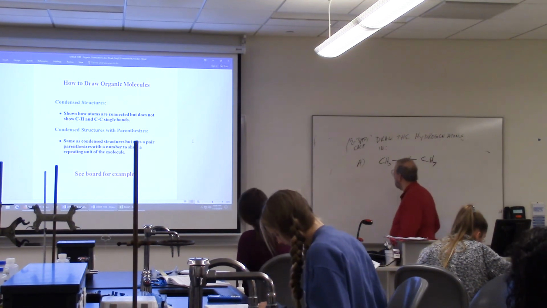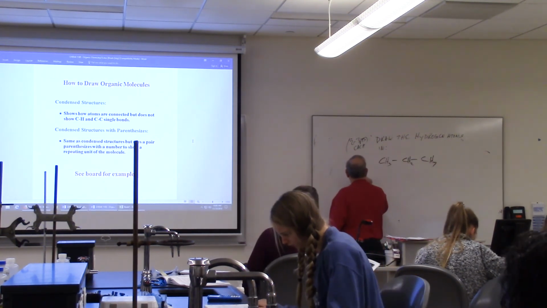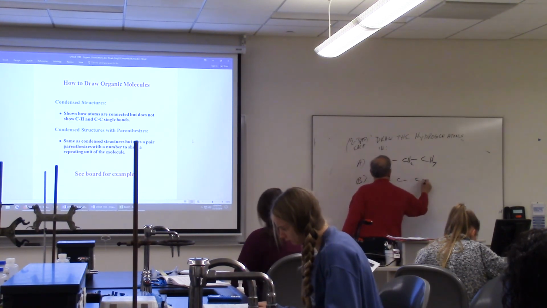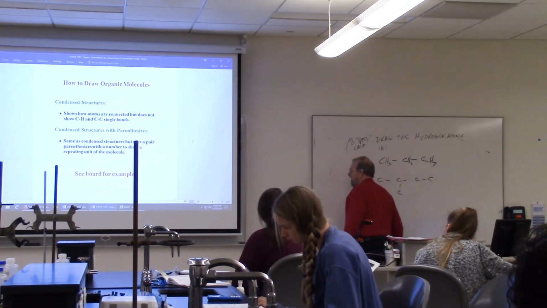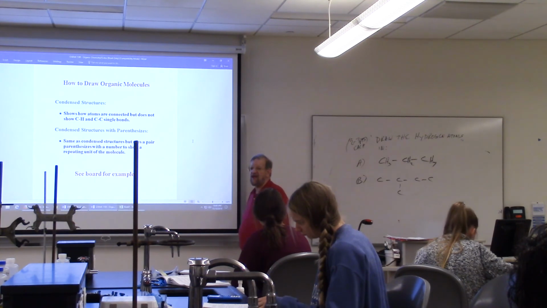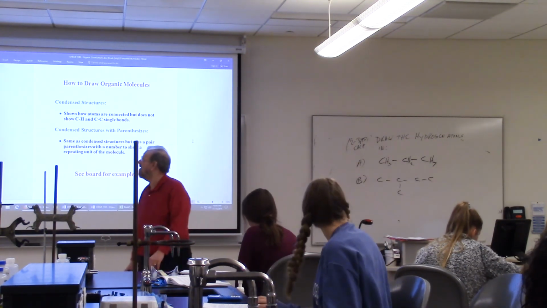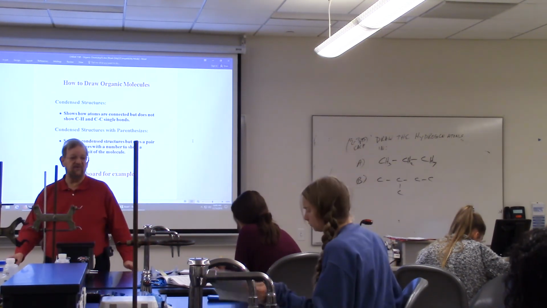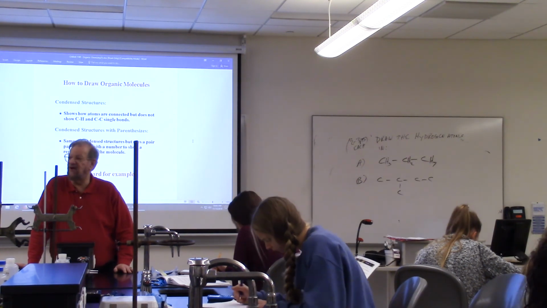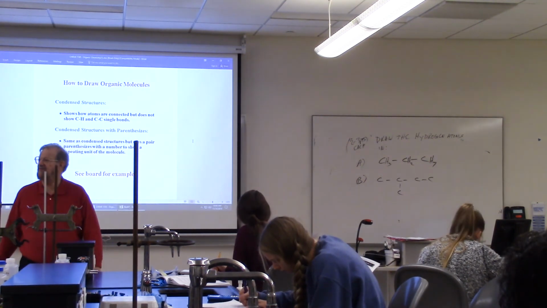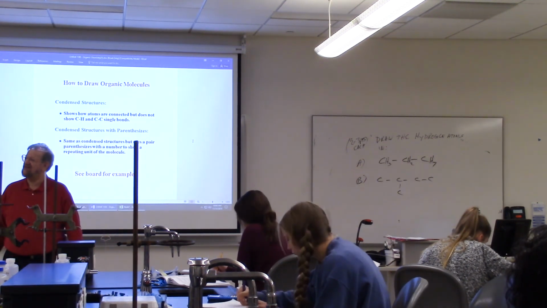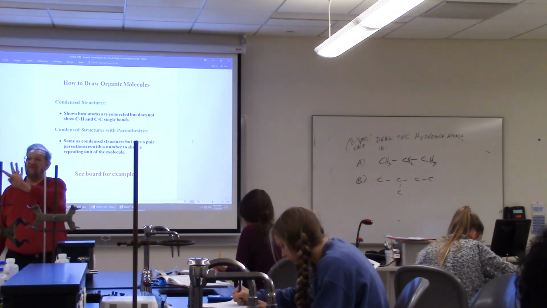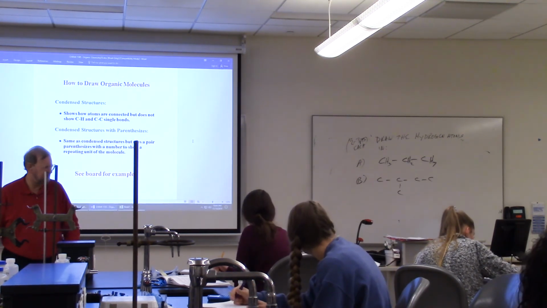Now, you can have branching. And that would be branching. I'll let you try this one. Put in the hydrogens on each carbon. Remember, get out of your way so you can see it. Can you see it now? Remember, four bonds to carbon.